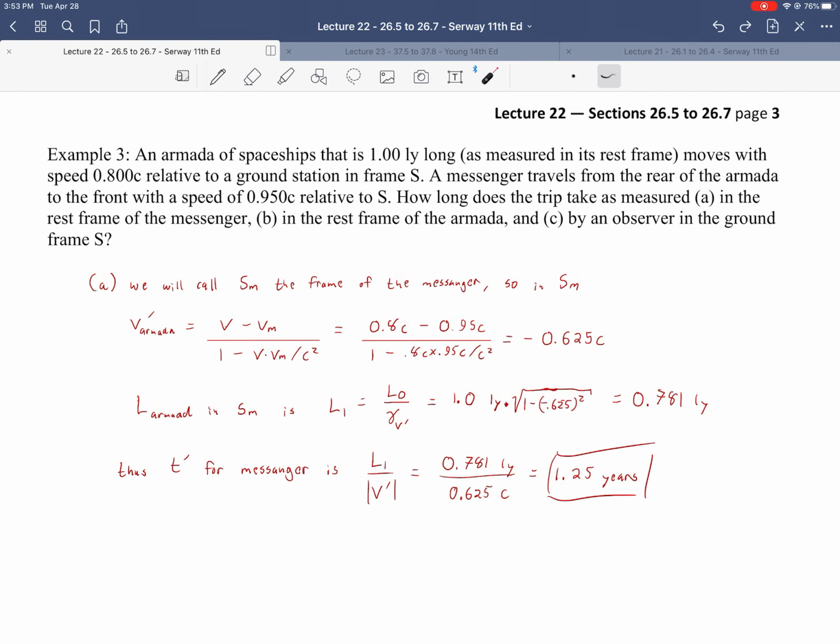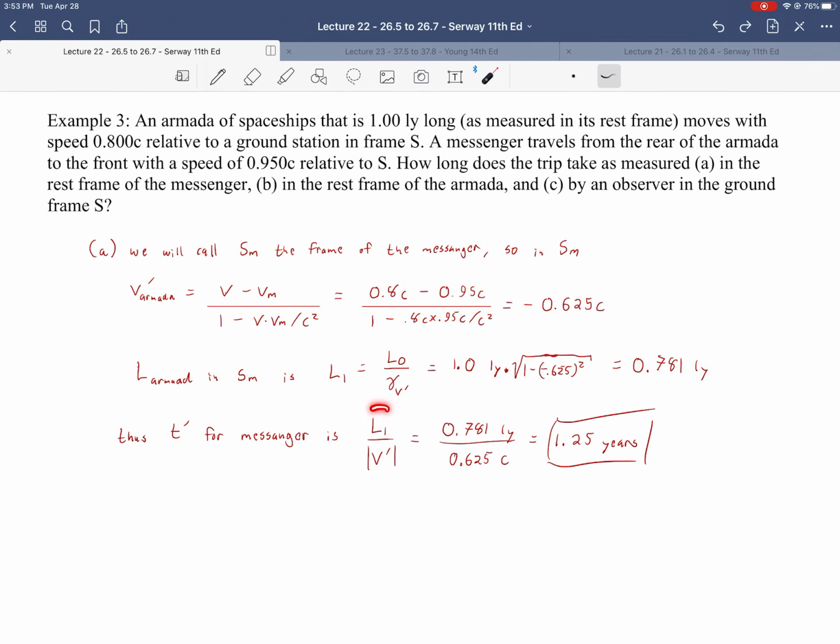All right, so then I need to find t prime for the messenger. So t prime here is just going to represent how long the trip takes for the messenger. Then I would take the contracted length divided by v prime, and again, v prime is just the velocity of the Armada relative to the messenger. So I take the contracted length divided by the relative velocity of the Armada to the messenger. Okay, all right, there we have it.